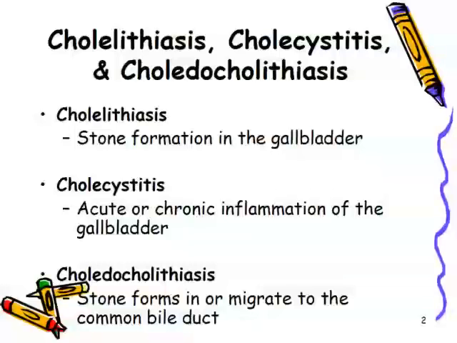Typically, when we think of the prevalence of this, it varies among different ethnic groups, but overall probably about 10% of all men and 20% of all women have been affected by age 65 with one of the conditions that are listed here on this slide.